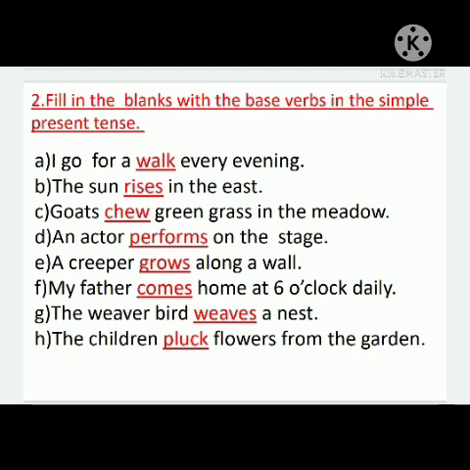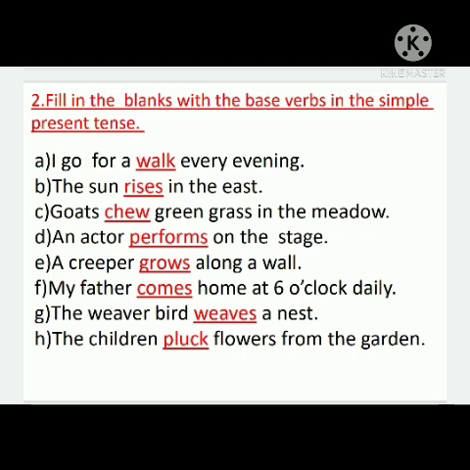Second one, the sun rises. The sun is singular. Which pronoun will come for it? It. So the sun rises. We add s to the verb in the sentence.